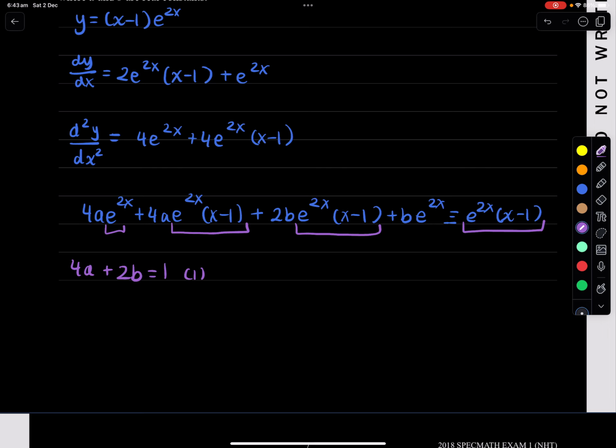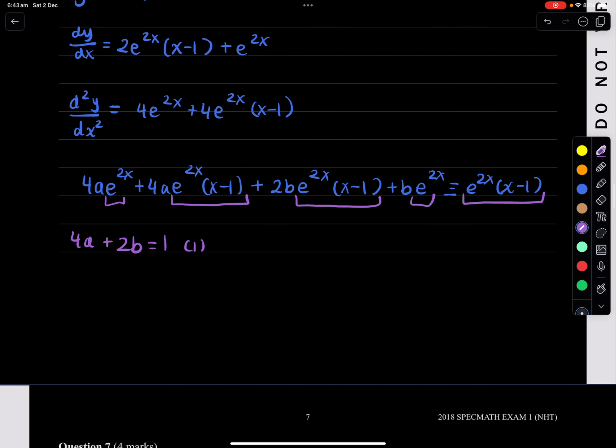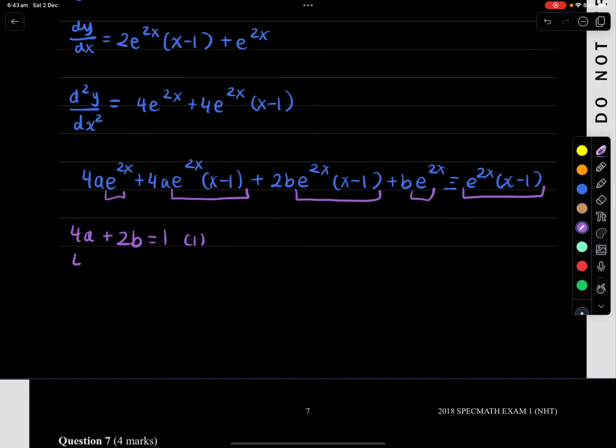Whereas the other one is in terms of e to the 2x. So e to the 2x for this one and e to the 2x for this one. And here, imagine there's an imaginary e to the 2x that's multiplied by 0. So let's equate those coefficients. It'll be 4a plus b is actually just equal to 0. And that's your second equation.